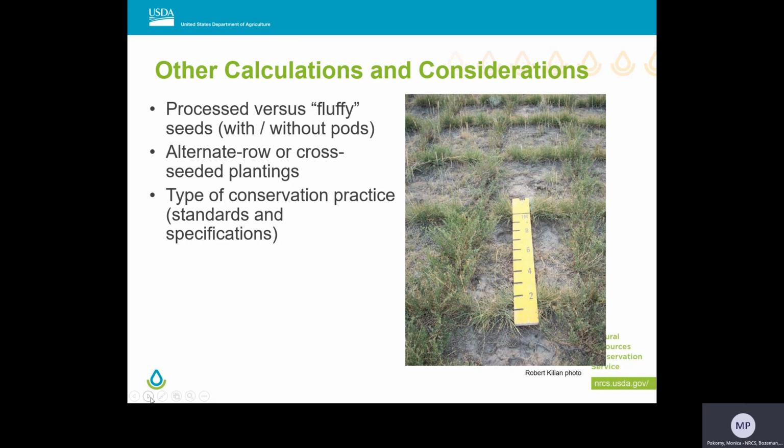And if you're purchasing it without the pod, you'll be planting it at 21 PLS pounds per acre. Some other calculations you might need to know for planting: if you're going to be doing alternate row or cross seedings, you'll need to adjust your seeding calculation. And again, that's more information than we're going to go into today, but we do have technical notes available on those seeding adjustments.